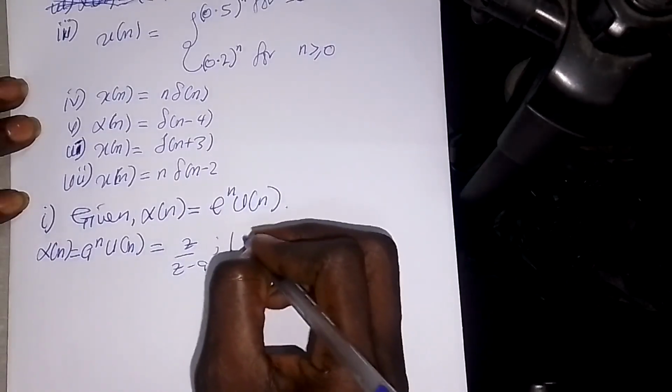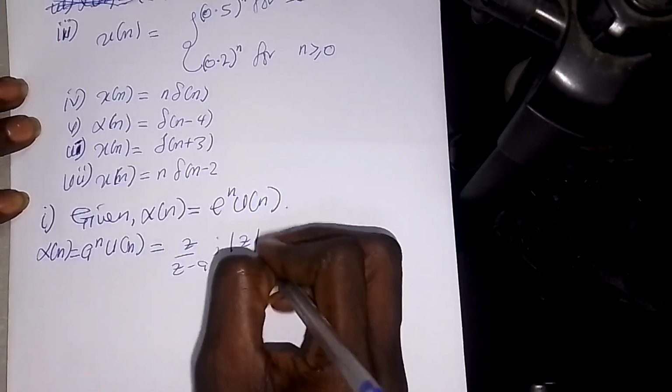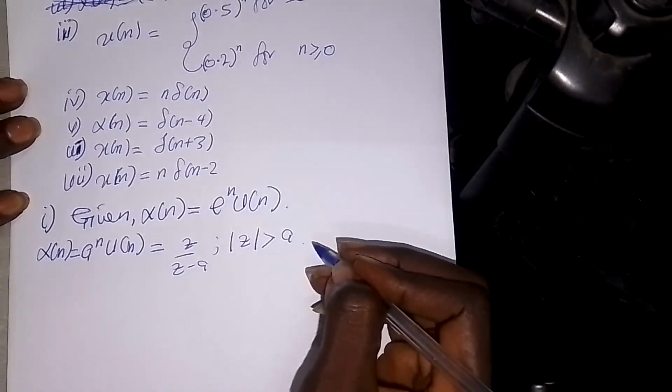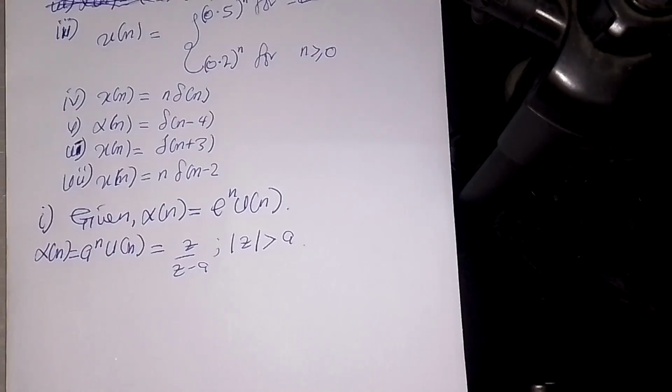And the ROC was mod z greater than a. If you can remember this one, please. If you can't, please go to our earlier lectures on this same topic, Z transforms, and then you will be able to find it.